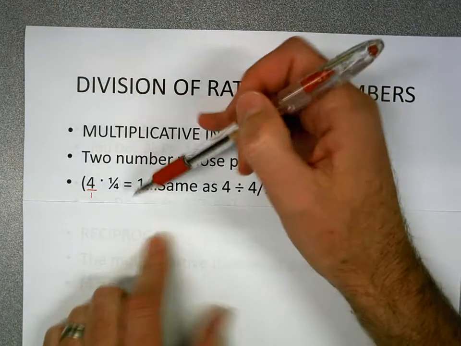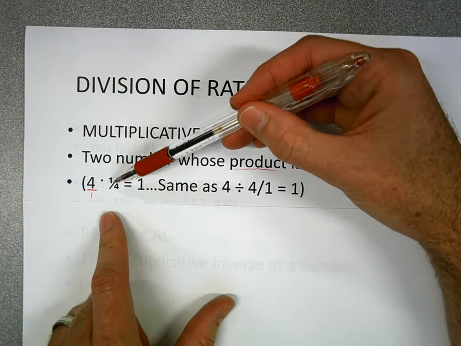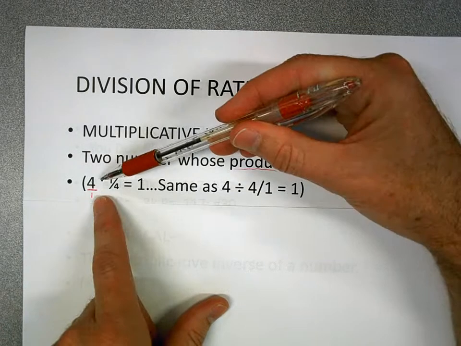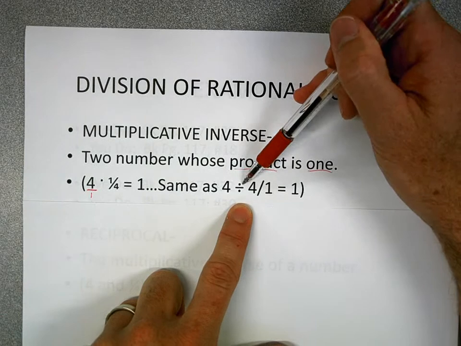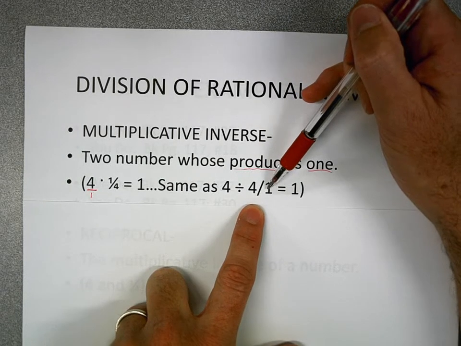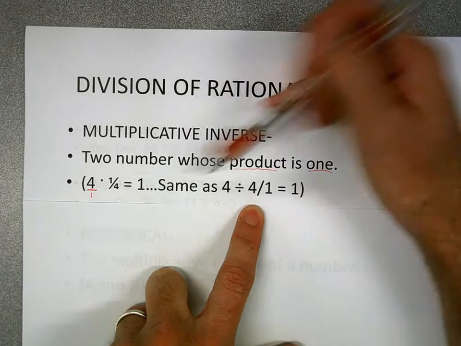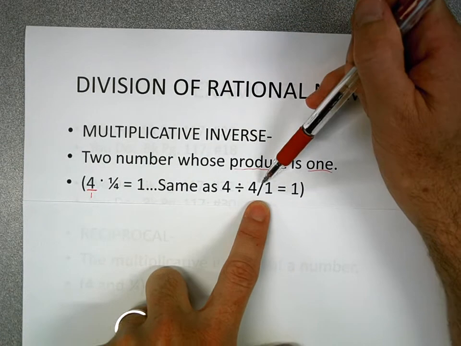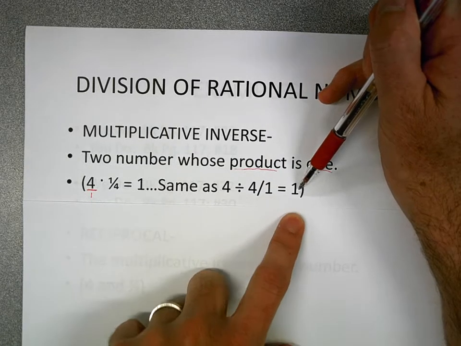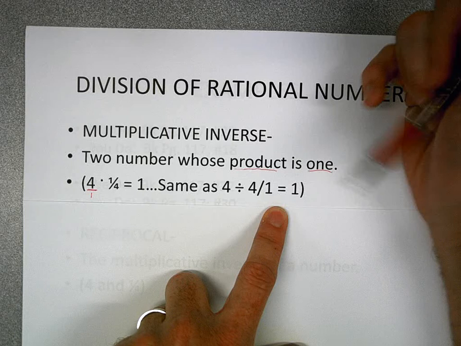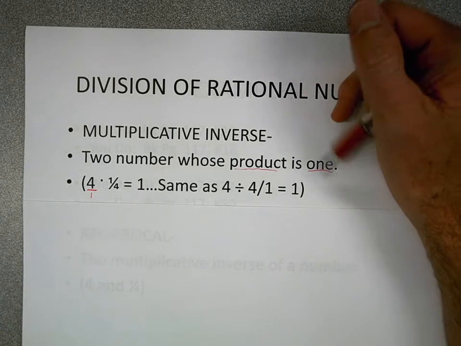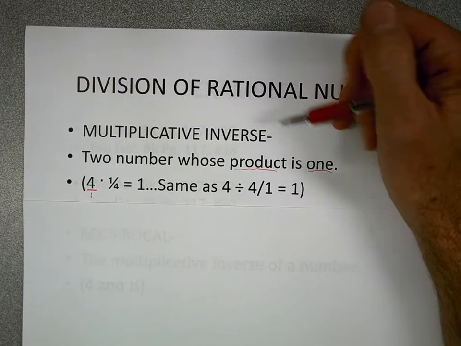Now, I do want to spend a couple seconds here showing you this. It's the same as if you take the 4, but instead of multiplying, you divide by 4 over 1. Taking 4 and multiplying by 1/4 is the same as taking 4 and dividing by 4 over 1 to get 1. I'm going to come back to this. We're going to talk about this next part, and then I want to come back to this really quickly before we get into our lesson, because that's pretty important in this lesson.